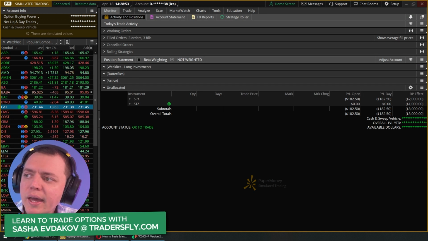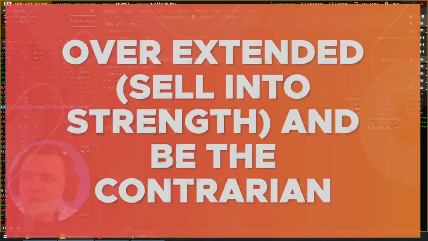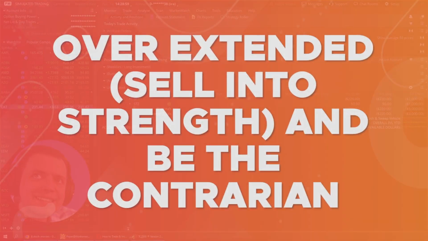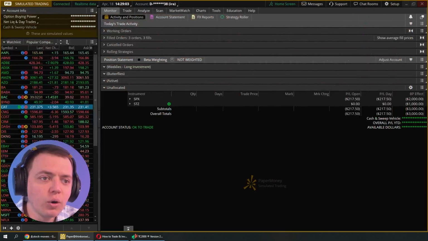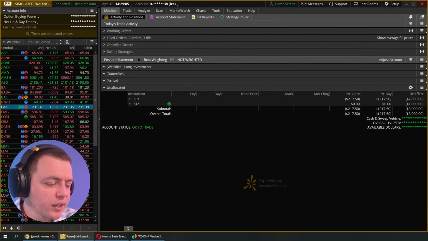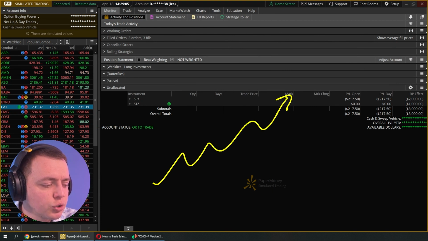Okay, let's take a look at method number 2. Method number 2 is looking for overextended stocks, which is A, sell into strength, and B, the contrarian. So I could go ahead and look at something like a stock that's too high.